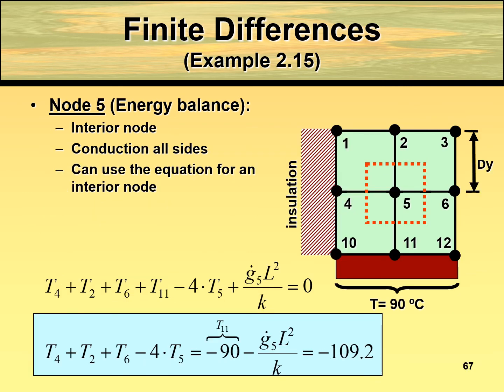Node number 5 is automatically an internal node. So you take T2 plus T4 plus T11 plus T6 minus 4 T5, and then don't forget your heat generation. You can look at the earlier equation. It's written as q delta x squared over K. It's just that a different symbol is being used here, and that is equal to 0, and you will end up with this equation. So that is node number 5 done.